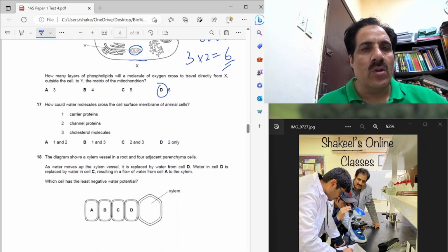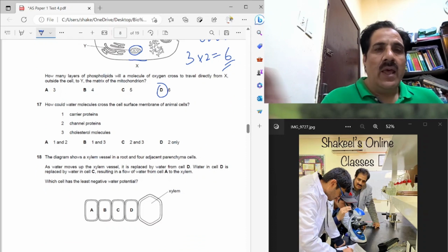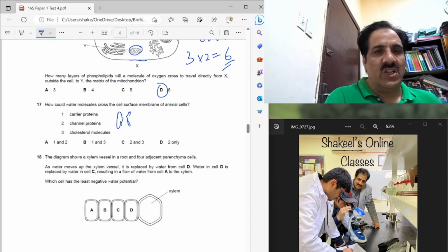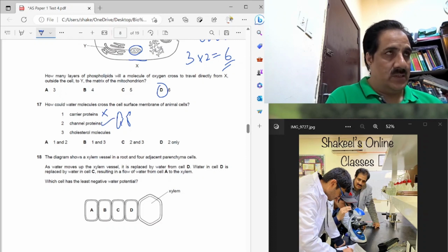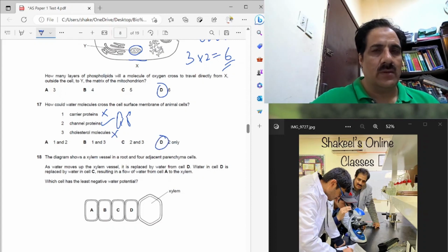How could water molecules cross the cell surface membrane of an animal cell? Carrier proteins are usually the ones which can change their shape. We don't use them for the transport of water. Channel proteins, yes, they have the aquaporin channels inside, and cholesterol molecules, they are hydrophobic. So 2 is the only correct answer.